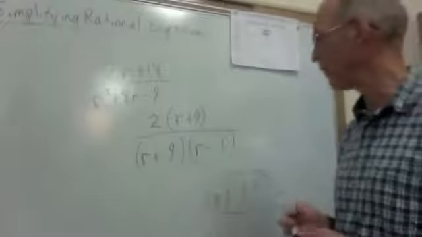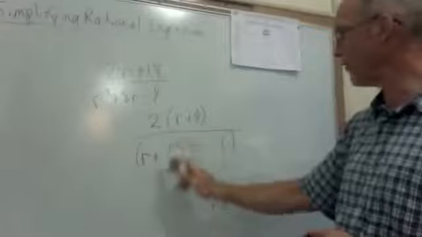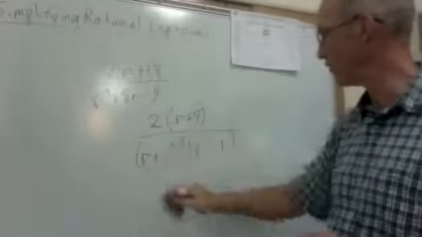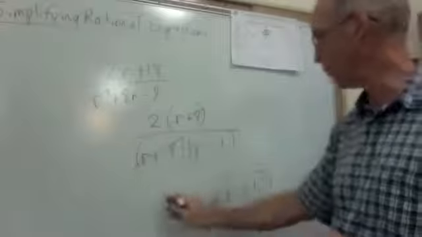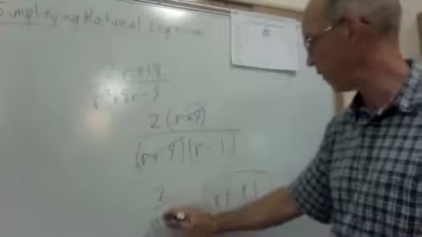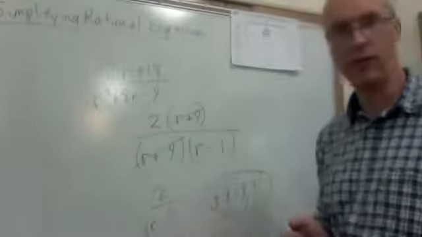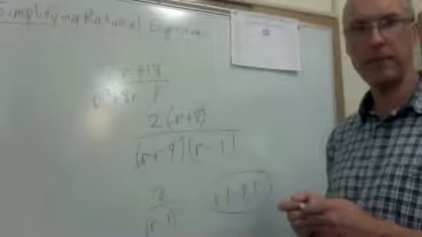Hopefully you got that. Now do you see there's a common factor here? That over that is just going to go away, and you're left with 2 up above and r minus 1 down below. Okay, did you all get that?